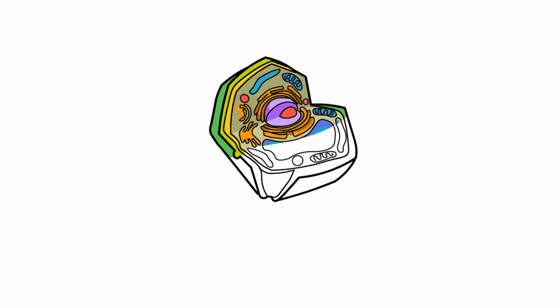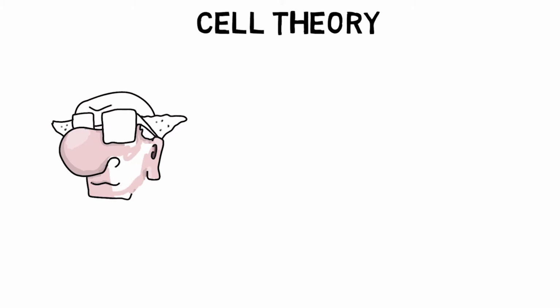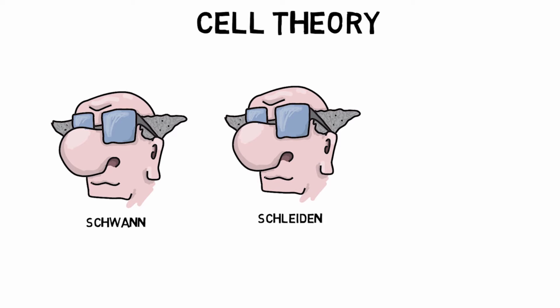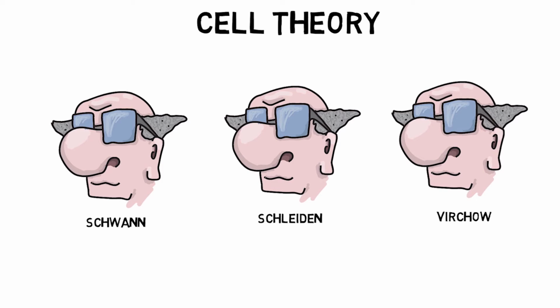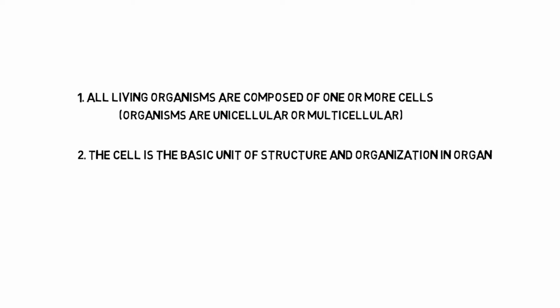The idea that cells are the basic unit of structure and function developed from the fundamental tenets of the cell theory. Most notably, the cell theory was established by the work of several scientists, including Theodor Schwann, Matthias Schleiden, and Rudolf Virchow in the 1830s, who concluded that 1. All living organisms are composed of one or more cells. 2. The cell is the basic unit of structure and organization in organisms. And 3. Cells arise from pre-existing cells.